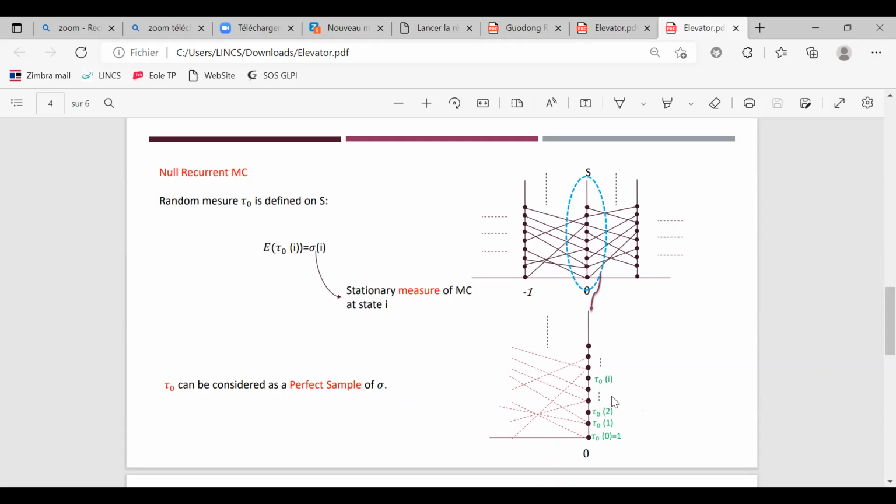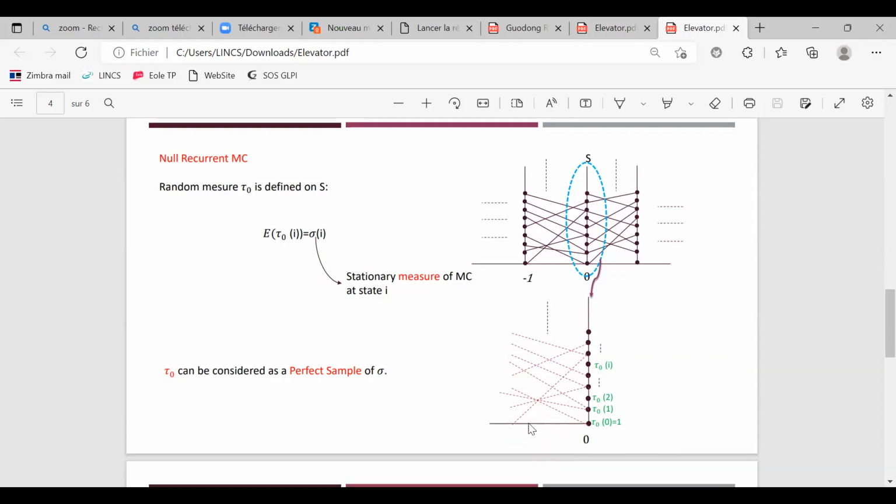We construct this random measure as a perfect sample. And in some cases, we have an answer that we can construct this measure.